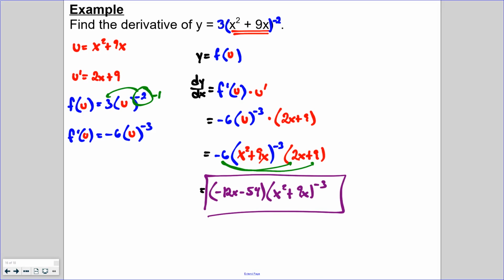Now, if you wanted to show off, you could take this one more step, but you don't have to. Newton does not require it. But you could show your mathematical knowledge by taking the x squared plus 9x and moving it to the denominator to make that negative 3 positive. Again, that step's not necessary, but I'm going to show off a little bit.